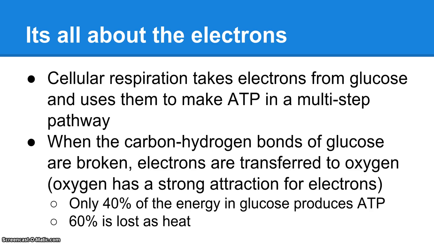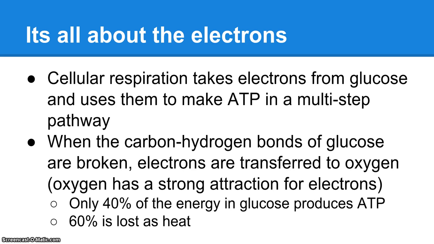When the carbon-hydrogen bonds of glucose are broken, electrons are transferred to oxygen, and oxygen has a strong attraction for electrons. Remember when we talked about water, we talked about the electronegativity of oxygen and how that created the polarity in the hydrogen bonds. We're going to see the same thing here. They're going to have a high affinity for attraction to the electrons.